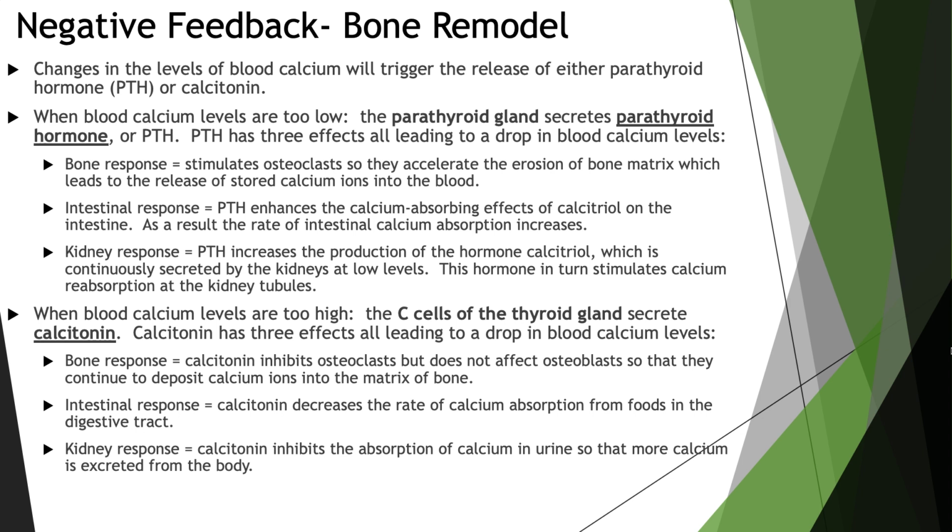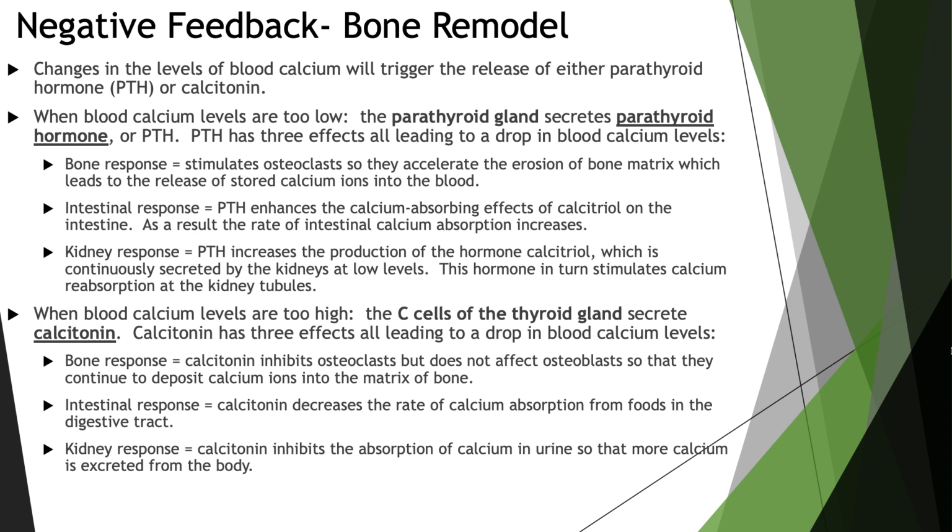In contrast, when blood calcium levels are too high, the C cells of the thyroid gland will secrete calcitonin. Calcitonin has three effects, all leading to a drop in the blood calcium levels, similar to what we see from the parathyroid gland. It starts with bone reabsorption. Calcitonin inhibits the osteoclasts but does not affect the osteoblasts, so that they continue to deposit calcium ions into the matrix of the bone. It has an intestinal response.